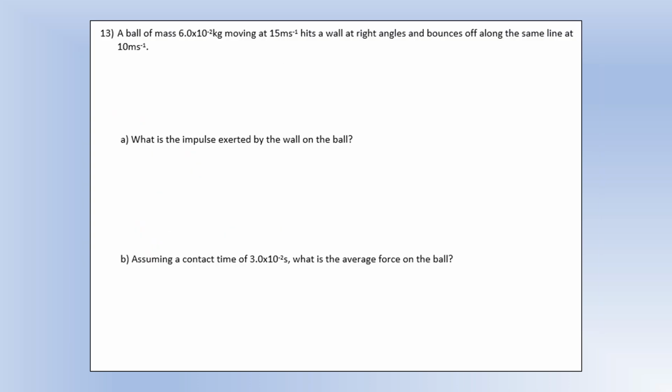So a ball of mass 6 times 10 to the minus 2 kilograms, moving at 15 meters per second, hits a wall at right angles and bounces off along the same line at 10 meters per second. What is the impulse exerted by the wall on the ball? Well, that's going to be change in momentum. So it's going 15 meters per second to the right initially, which means it's going minus 10 after the collision. So we've got a total speed change of 25, which then allows us to calculate what the impulse is.